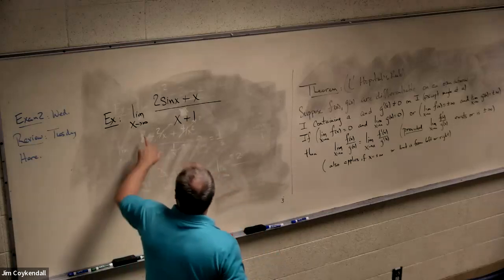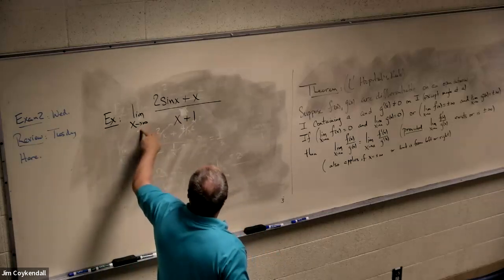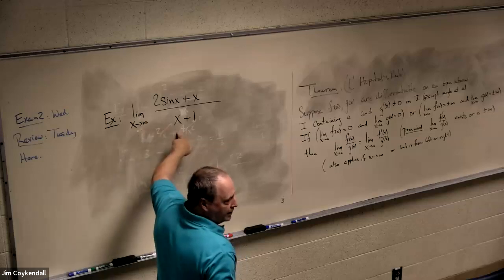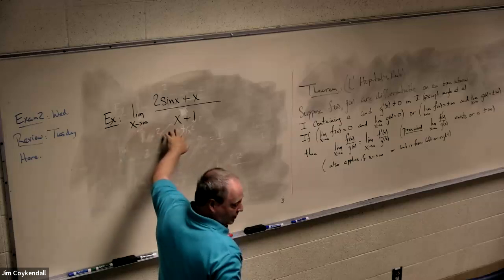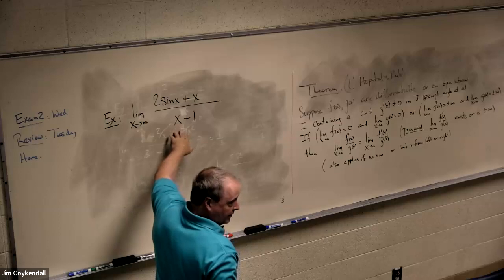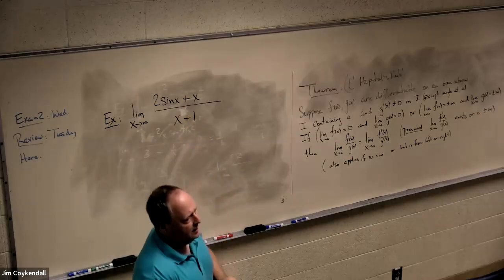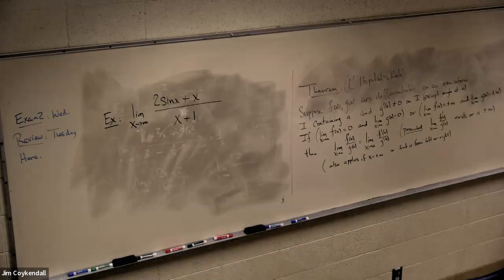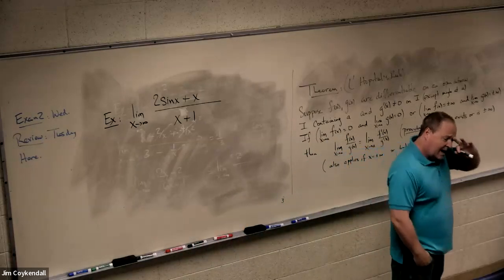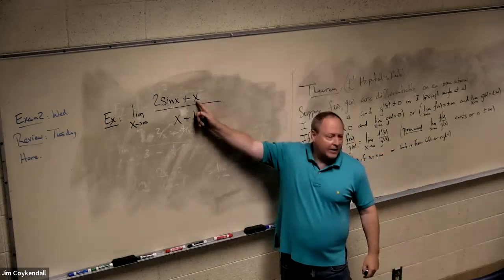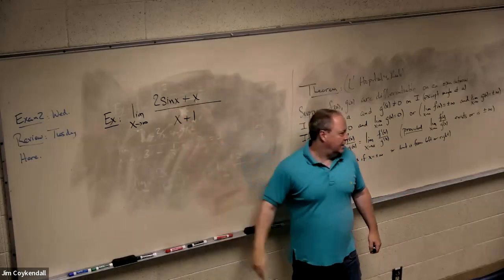Well, let's do it. As x goes to infinity, look at the bottom. That's getting very, very, very large. What about the top? I claim that the top of this fraction is also going to infinity. I mean, this piece is getting very, very large. What about this piece right here?